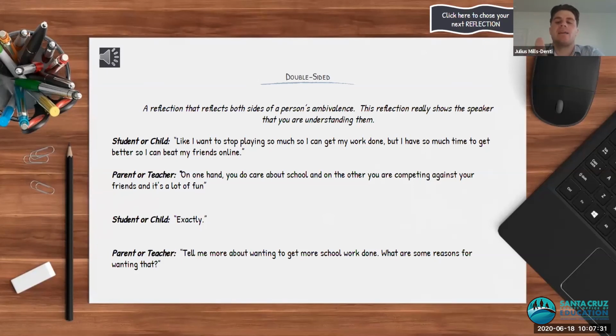So that takes the one side of the ambivalence, which is like, I want to stop playing so much, and asks, what are some reasons for wanting that? So when you ask open-ended questions, that's a really good one. What are some reasons for wanting to make a change in this part of your life? What are some reasons why schoolwork would help out your family more? Well, the teacher would stop bothering my mom. Well, right? So that's a good question starter.